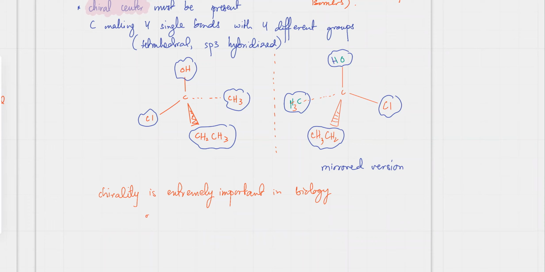So one chiral molecule might work, while the other one would cause side effects.